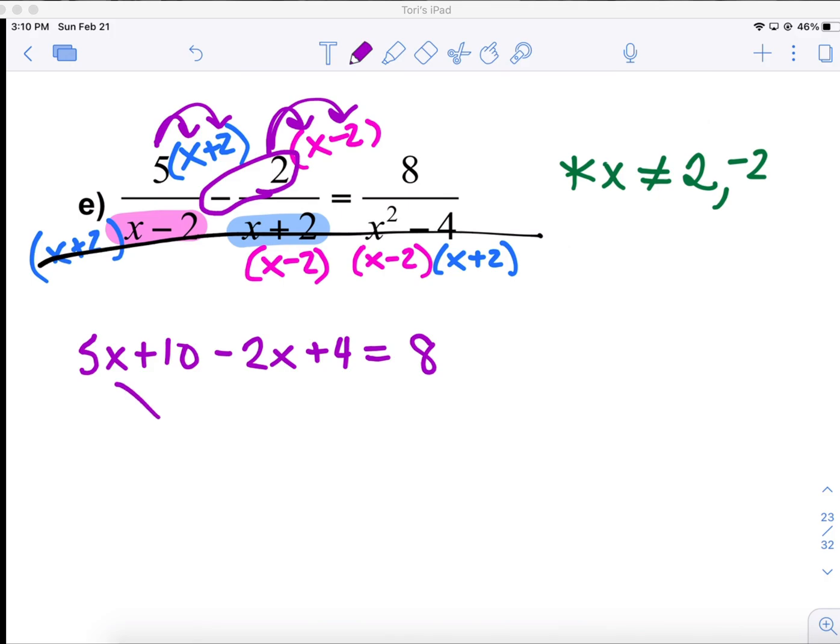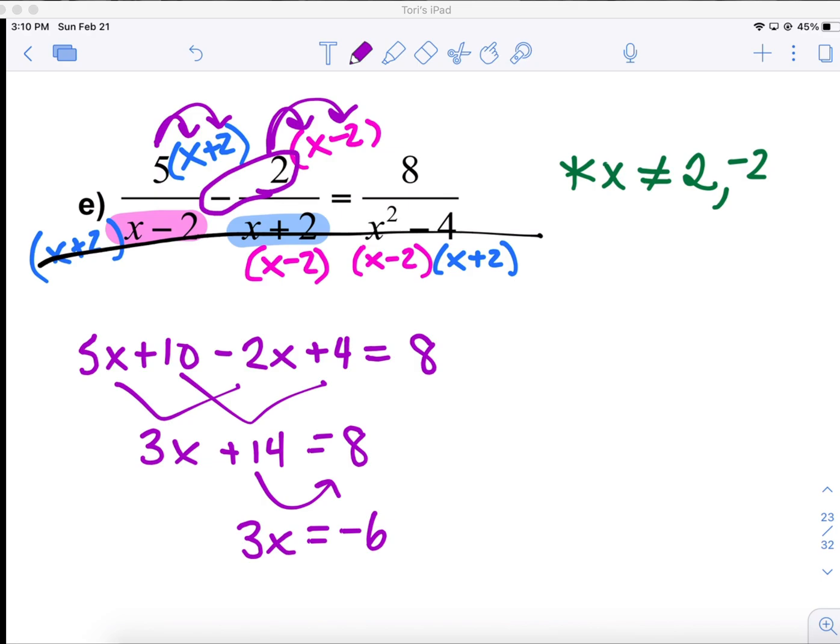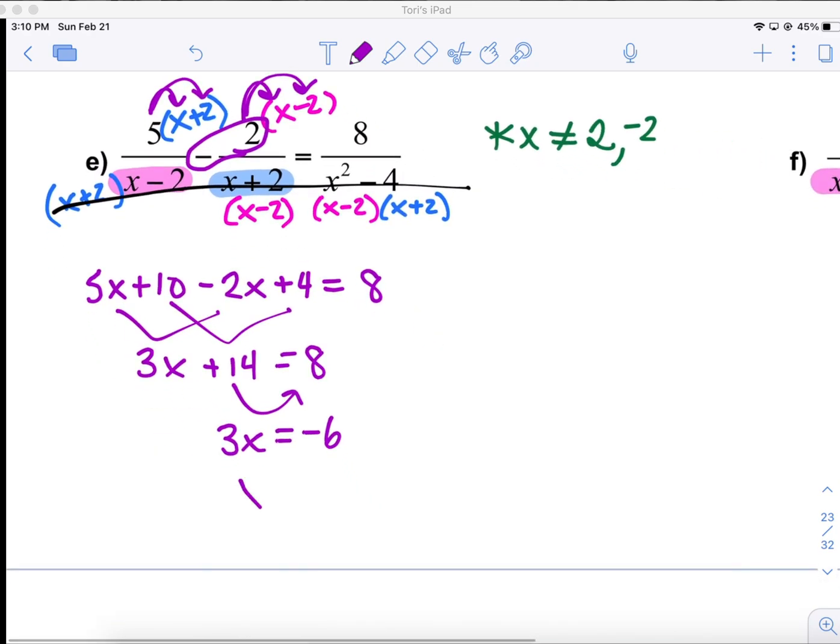Let's go ahead and combine. I'm going to put my x's together, 3x. Put my constants together, plus 14. We're going to move the 14 over by subtracting it. That gives us a negative 6. And we're going to divide it by 3, which gives us a negative 2.